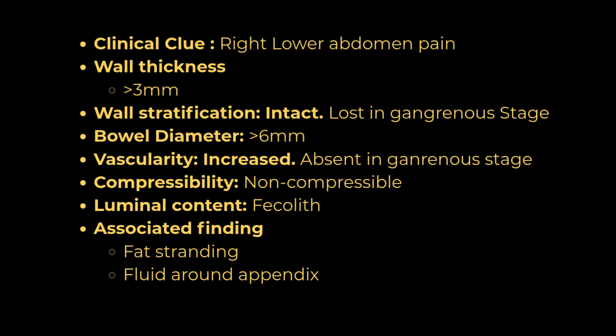To summarize, the clinical clue for appendicitis is pain in the right lower abdomen, which has shifted from the umbilicus. Try to find the blind-ended tubular structure at the point of maximum tenderness. Once you identify the appendix, measure wall thickness, diameter, and vascularity. Look whether the gut signature is intact or absent. Look for any break in the wall indicating a perforated appendix.